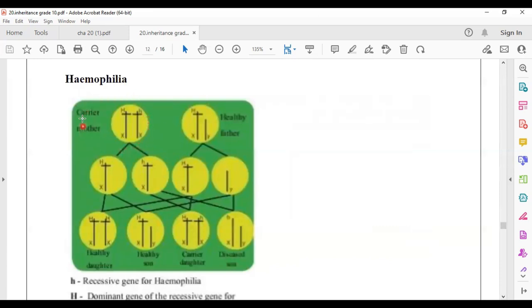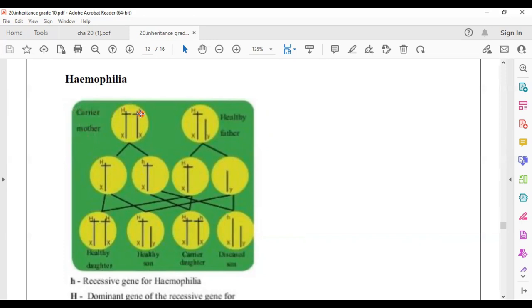This is the carrier mother. That means if we are representing the hemophilia disease by the letter H, if there's capital H, that means he or she is healthy. If they are small h, that means he or she is a diseased person. If both are capital H, that means he or she is healthy.